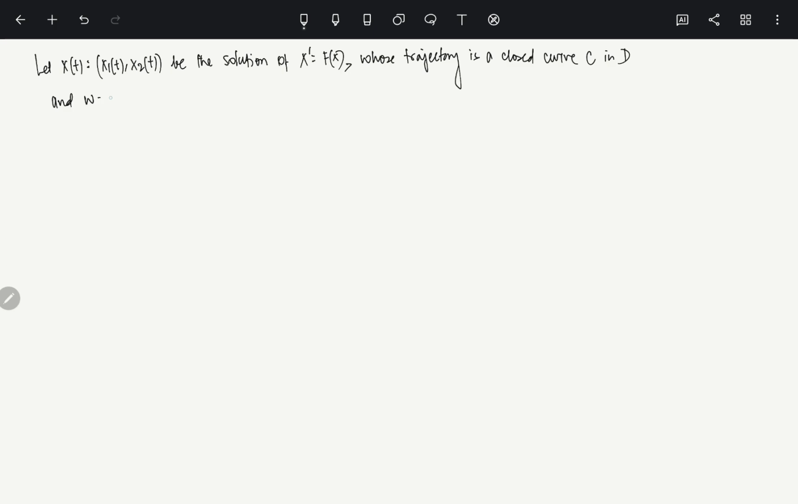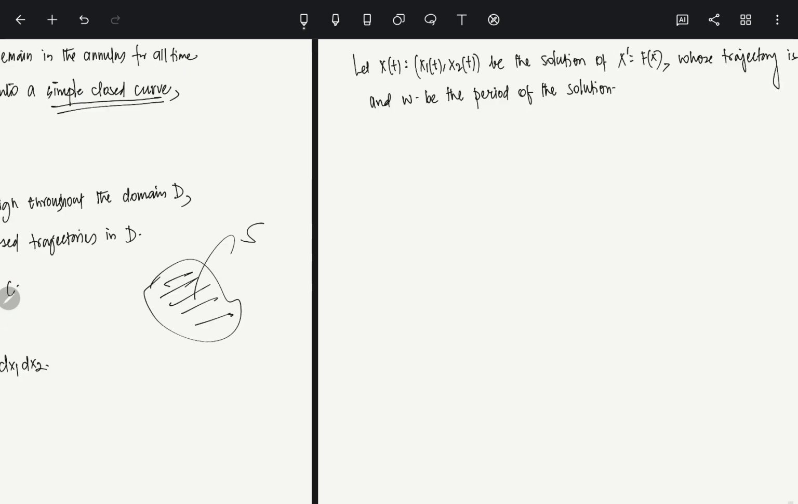And let w be the period of the solution. I hope this is clear. So basically we are starting out with a closed solution, essentially a closed curve, which is actually a closed trajectory that solves the problem. Let's start with that. Then from Green's theorem, what do we have?